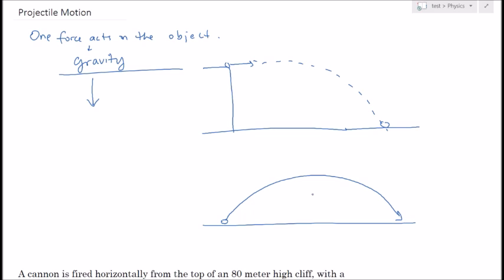The first is that since there's only one force acting on the ball, there's only one acceleration on the ball, and the acceleration due to gravity is negative 9.81 meters per second squared on Earth. Now, assuming most of these problems will be on Earth, you can safely use that number as your acceleration downward. The second assumption we must make is that we do not account for air resistance.